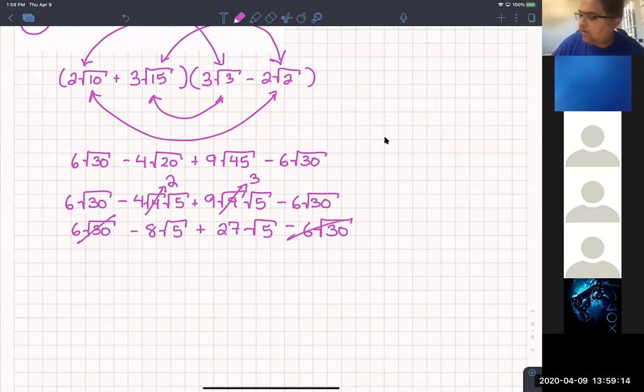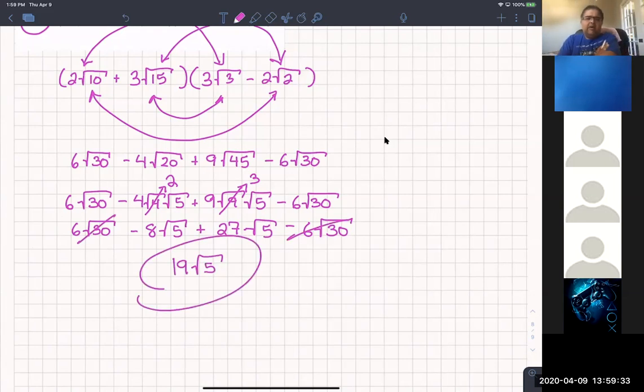Okay. Now, what about negative 8 root 5 plus 27 root 5? What do I get? 19 square root 5. Cool. Okay. Any questions about how to multiply binomial radicals? So you're just FOILing.